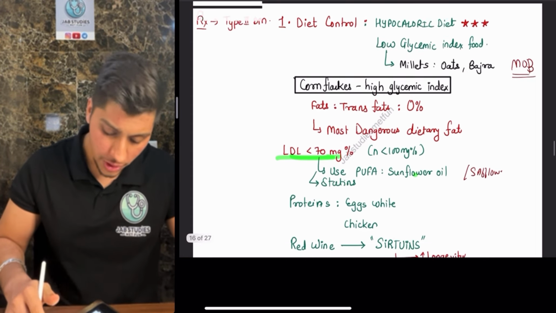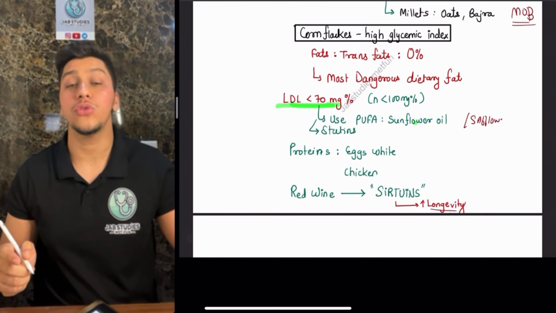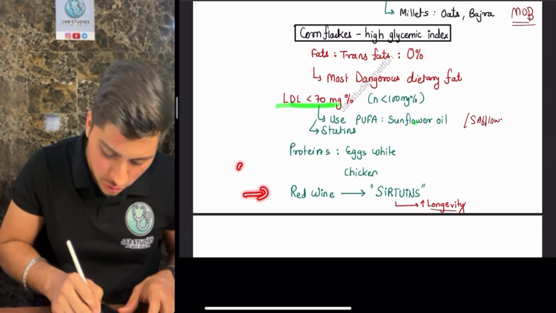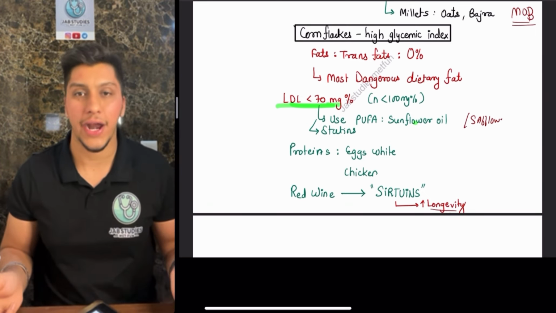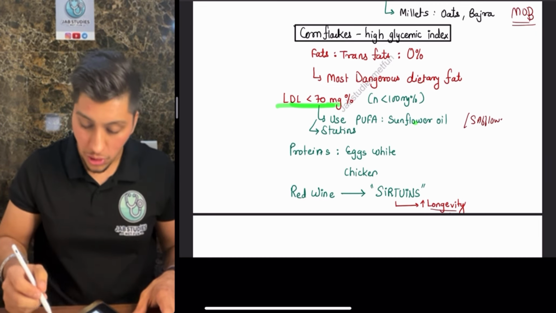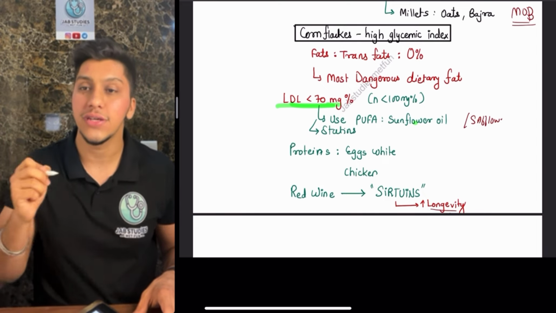Okay, now if you talk about proteins, which proteins will you use? You can eat egg whites. You can use chicken. Now one thing, this was a PYQ, so I just added it in biochemistry. Why do you think red wine increases longevity? Because it has a substance known as sirtuins.